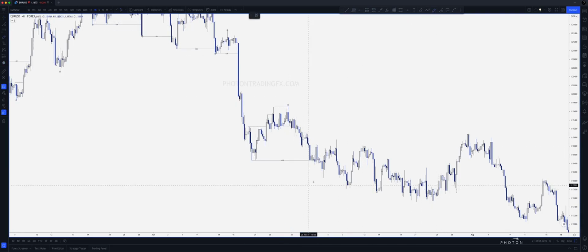Now we have a little bit of a pullback here. It's quite a big 4 hour candle, but it retraces straight away. So for me, I'm not really going to classify that as major swing structure. It's more just minor, but then we get a bit more of a sustained pullback. So for me, that would be our swing low.